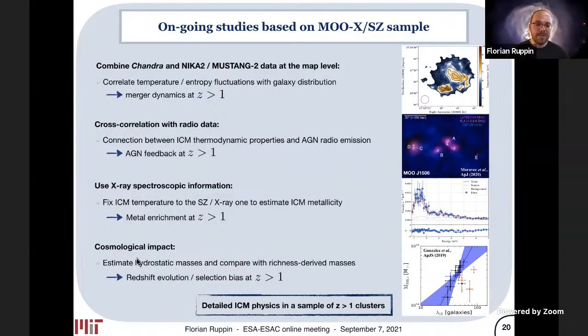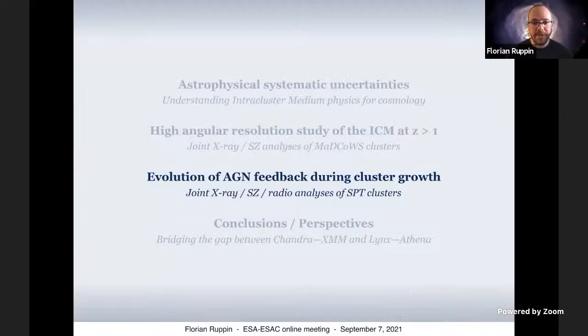And of course, we're studying the cosmological impact that this small survey will have by estimating the hydrostatic masses and comparing them with the richness-derived masses to study a potential redshift evolution of the mass-richness relation and study selection biases at redshift higher than 1. So overall, the characterization of this sample will give us a detailed view of the ICM physics in a sample of redshift higher than 1 clusters for the first time, but we really need to push this investigation even more for the next generation cosmological surveys.